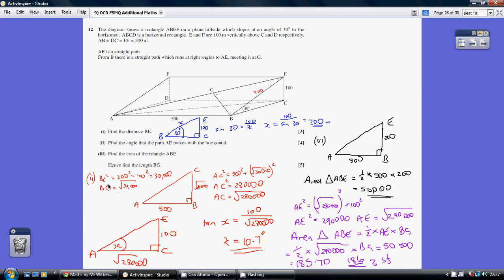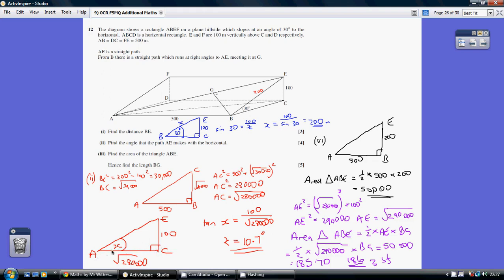Now for part 2, we've got to find the angle that the path AE makes with the horizontal. So really think of the triangle AEC. That's what we're aiming towards, okay? That triangle AEC, which I've sketched down here. Always do little two-dimensional sketches to help you gather your thoughts. So in order to do ACE, I know that EC is 100. I need to build my way up to AC.